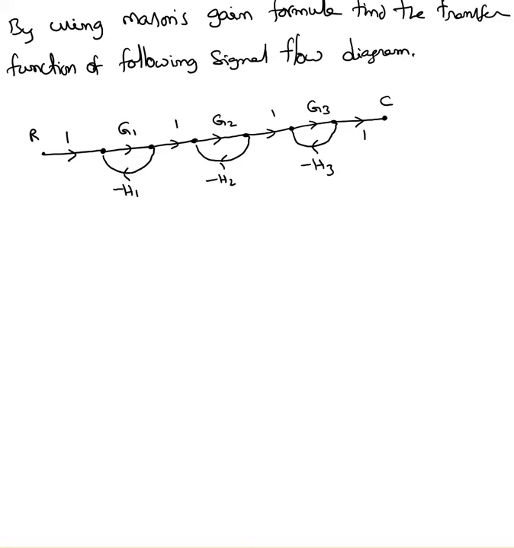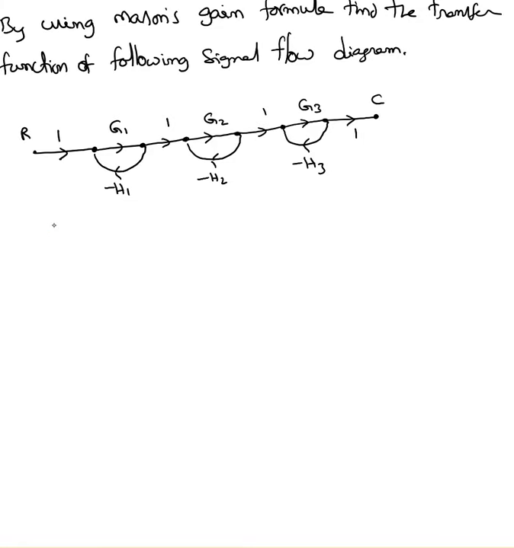Here is the next example. By using Mason's gain formula, find the transfer function of the following signal flow diagram. So step 1, find all the forward paths. Okay, how many forward paths are there? A forward path is nothing but starting from the input, reaching the output without going through any path more than once.